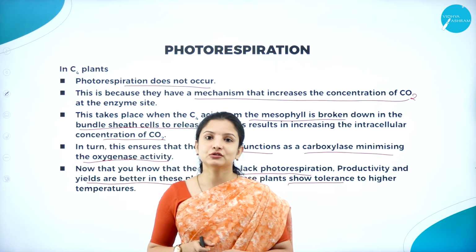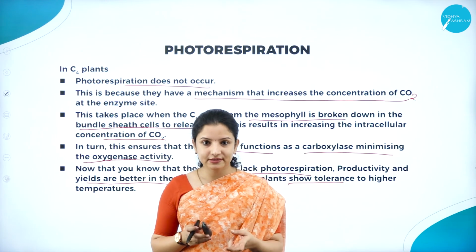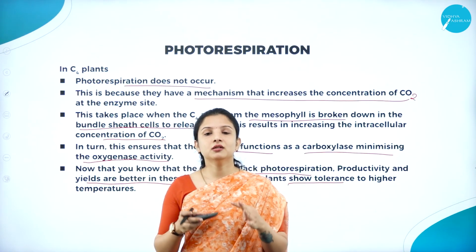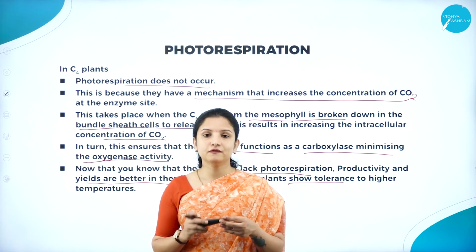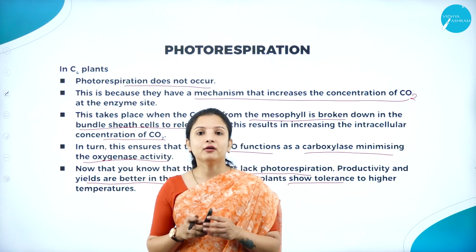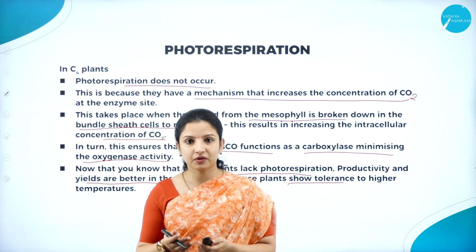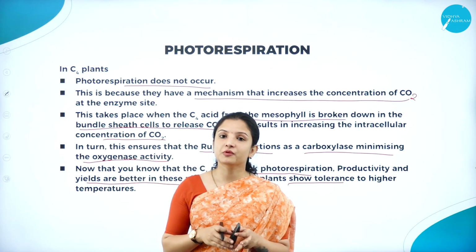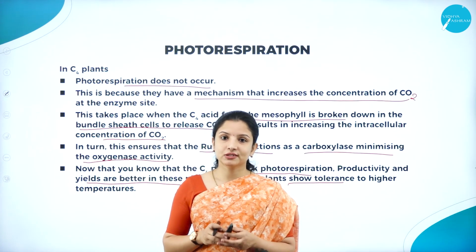So I hope you understood this session well, wherein we studied the two important cycles under dark reaction. One was called the C3 cycle or the Calvin cycle, and the other one was the C4 cycle, also called the Hatch and Slack cycle, with the Kranz anatomy. And also we studied what photorespiration is, why photorespiration occurs in the C3 plants, whereas why photorespiration doesn't occur in the C4 plants. So I hope you understood the session well.